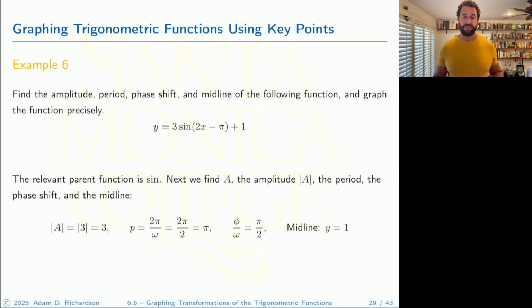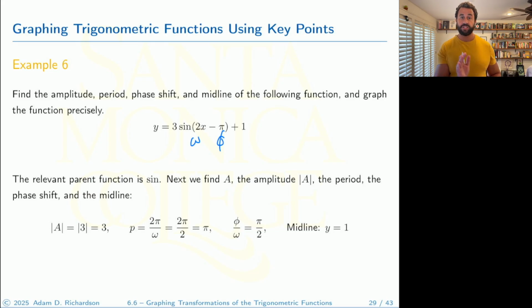This is almost everything I just said except for the phase shift. Amplitude, period is 2 pi over 2, which is pi. Parent function is sine. Midline is y equals 1. Now, what is the phase shift? Remember, the phase shift is phi over omega. So it's phi over omega, which is pi over 2. So all of our key points are going to be shifted by pi over 2.